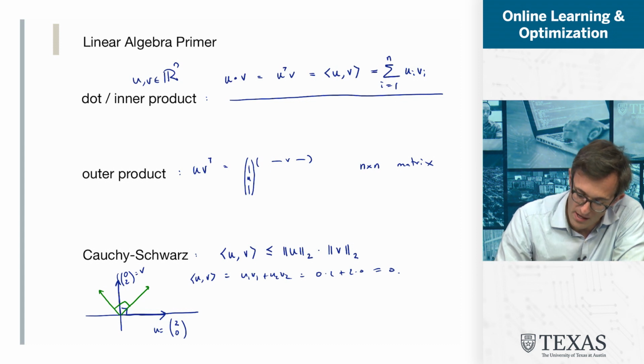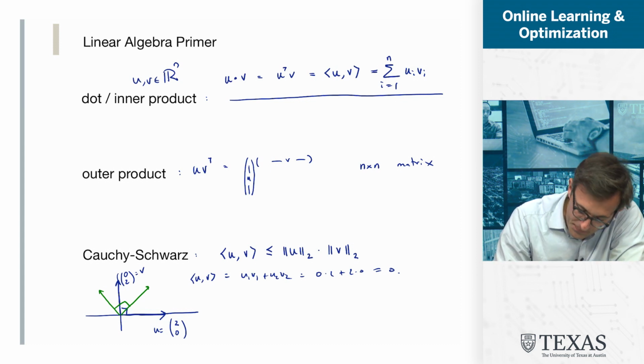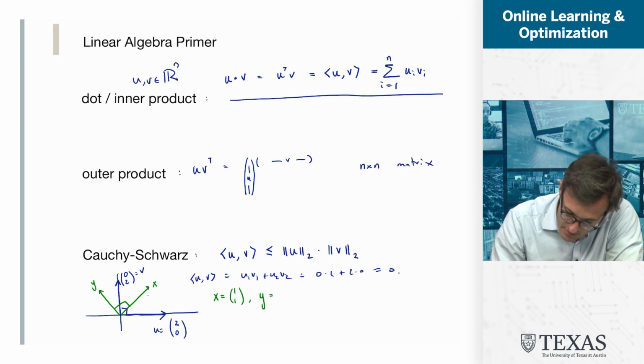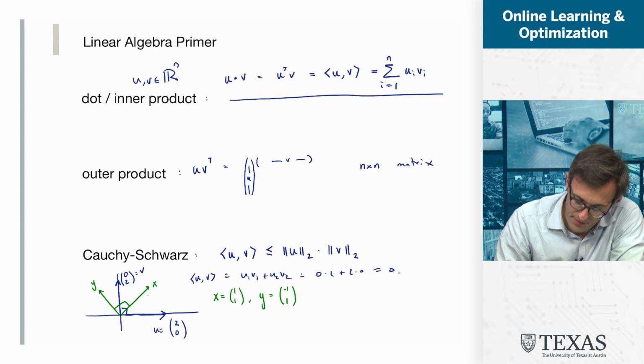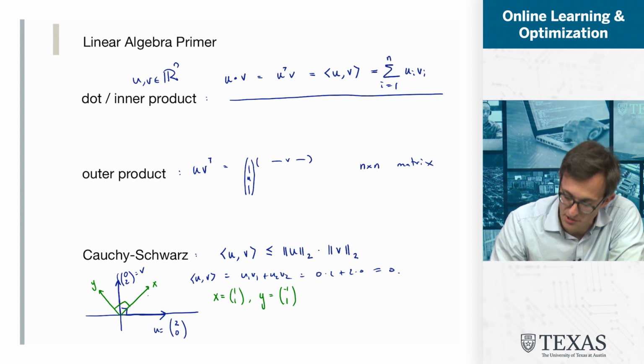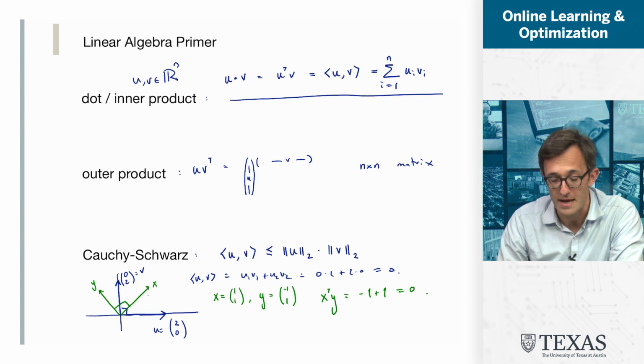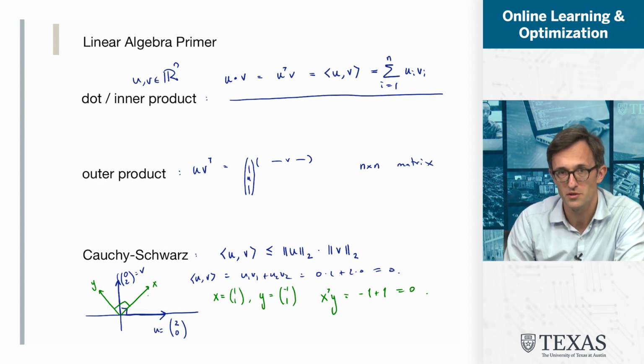So let's call these x and y. Let's call x the vector 1, 1. Let's call y the vector minus 1, 1. And we can see that, I'll use a different notation here on purpose, x dot y, the inner product between x and y, is equal to minus 1 plus 1, which is equal to 0. So perpendicular vectors have 0 inner product. In fact, the inner product is exactly related to the angle between two vectors, which we're going to see next.